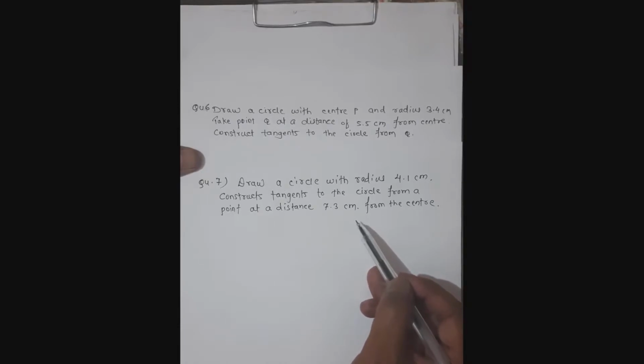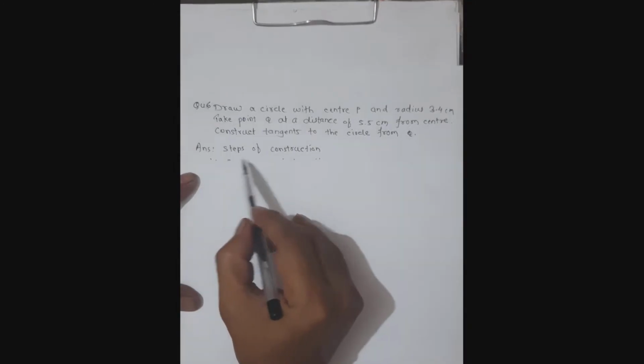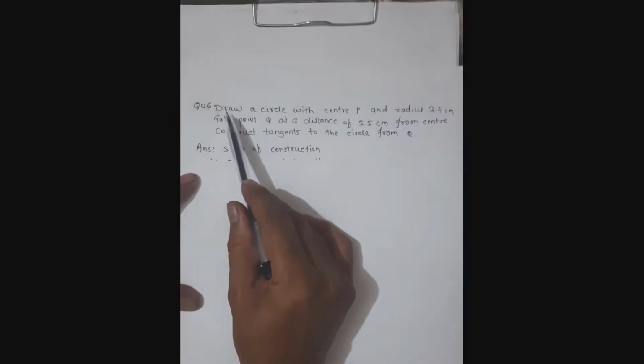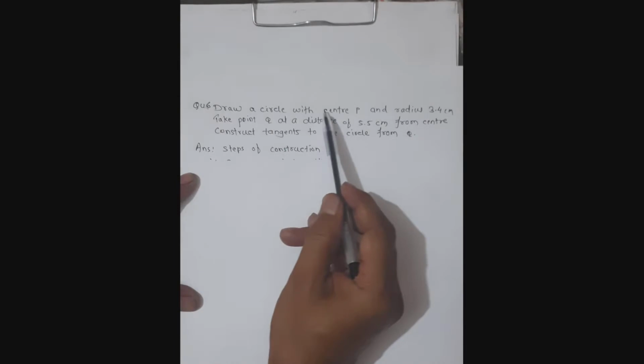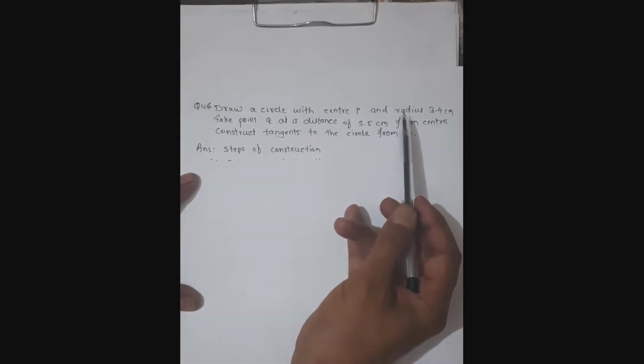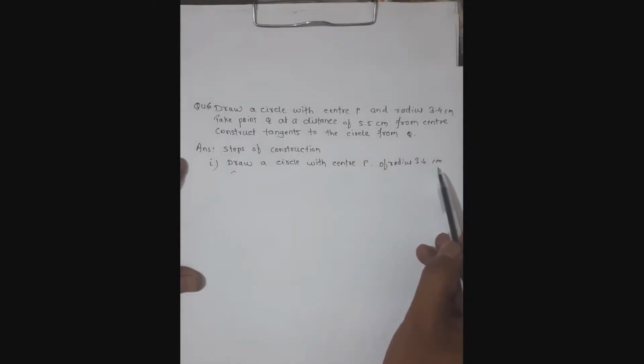So we first discuss question number 6 here. So we write in construction, first step, from given part, draw a circle with center P and radius 3.4 centimeter. That means in first step we have to write here, draw a circle with center P of radius 3.4 centimeter. So we have to draw a circle with the help of compass and ruler.